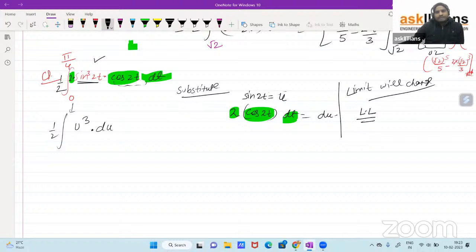Okay, so the lower limit is when t approaches 0, and what is the substitution? sin 2t equal to u. So when you put t as 0, sin 0 is 0, so u equals 0. So 0 over here.